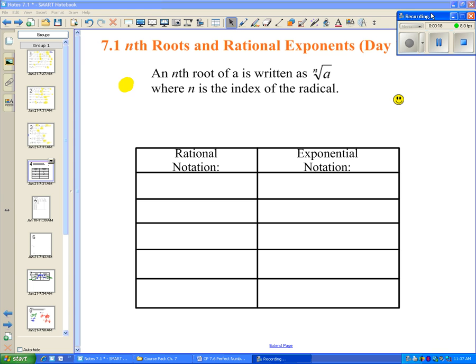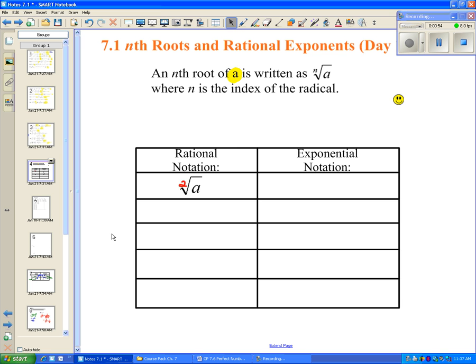An nth root of the variable a is written as the nth root of a, where n is the index of the radical. So how does this work? Well, first of all, we've all seen the radical notation of the square root of a, but we always assume that there's a number 2 in that square root. We don't write it because it's assumed to be a 2, but that's the square root of a. Before I go on, I'm going to stop and say these notes, you can print out the PDF and you can fill in as we go along.